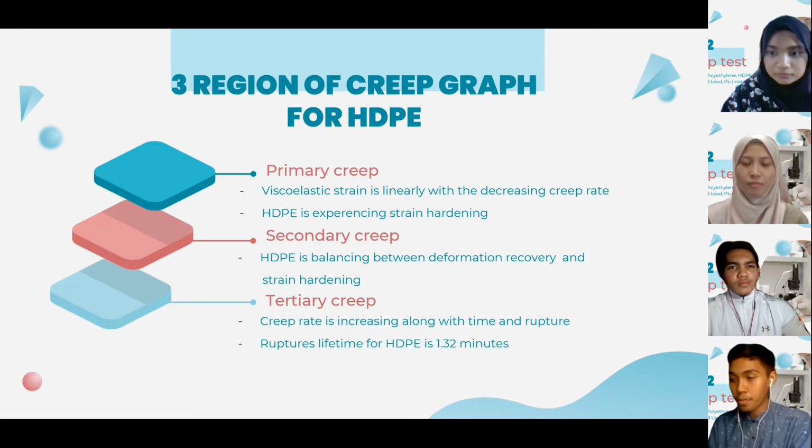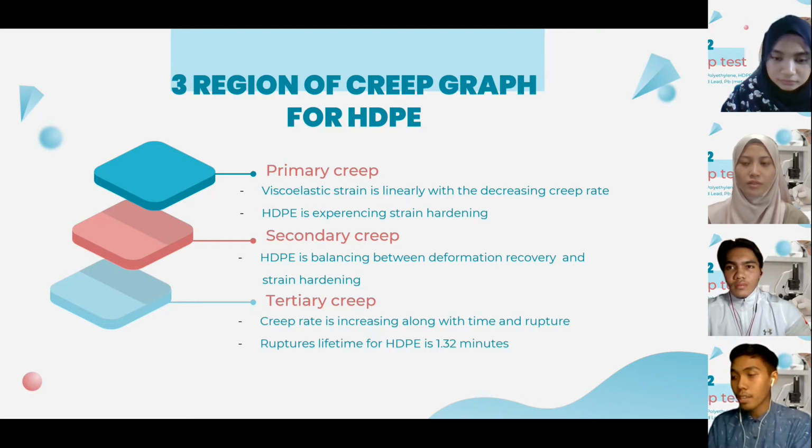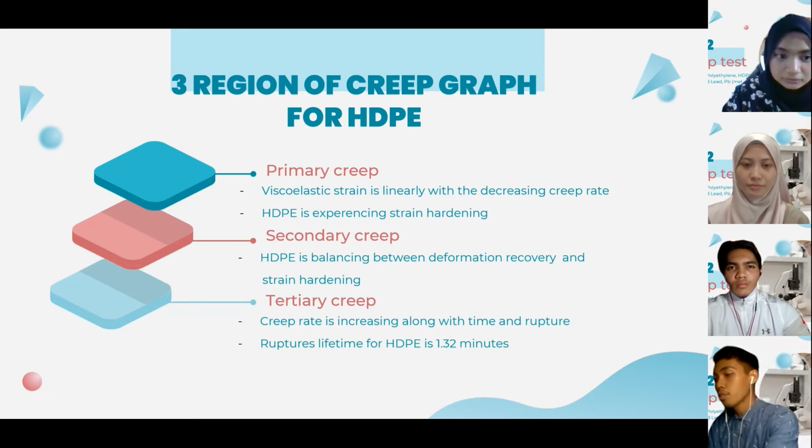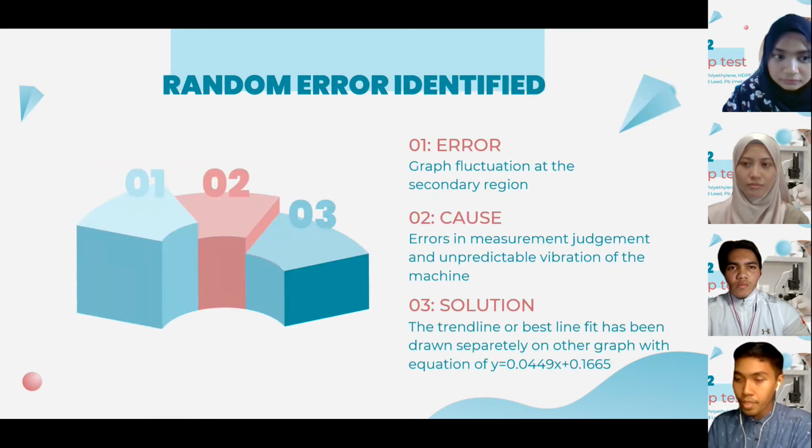From the molecular level perspective, the constant applied load or stress has overcome the hydrogen bonding and weak intermolecular forces of attraction between the polymer chains, causing the chains to liberate. Thus, the rupture lifetime for HDPE is 1.32 minutes.